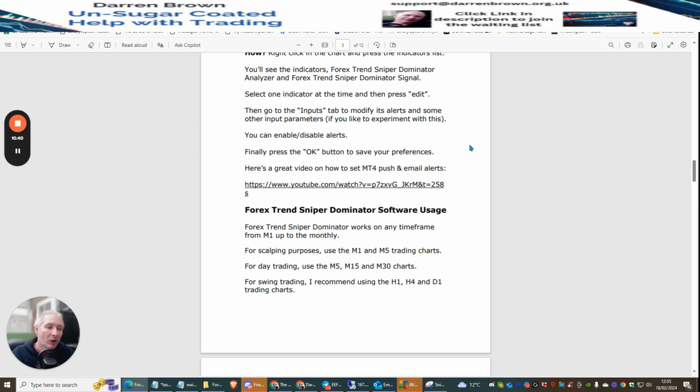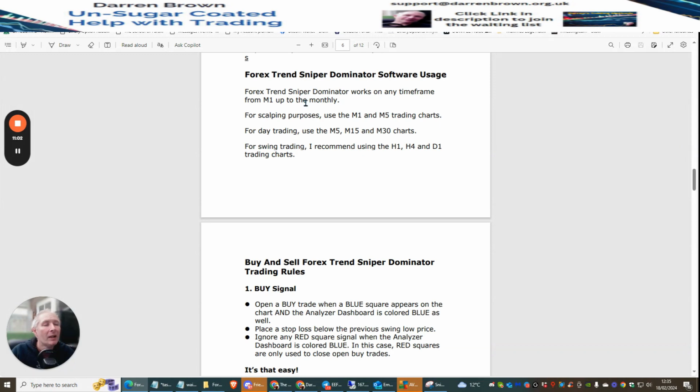This is why I always bang on about making sure that you put this on a demo account first, because if you make any mistakes, it's not going to affect your wallet or your piggy bank, because you're doing this as a demo at the moment. You can enable and disable alerts. Finally, press the OK button to save your preferences. There's actually a video here that's going to show you how to set all this up. Forex Trend Sniper Dominator software usage.